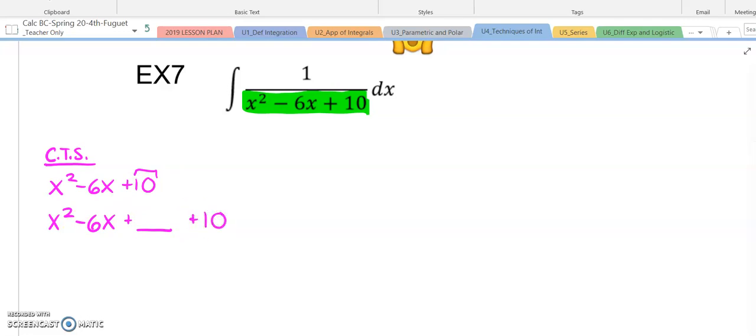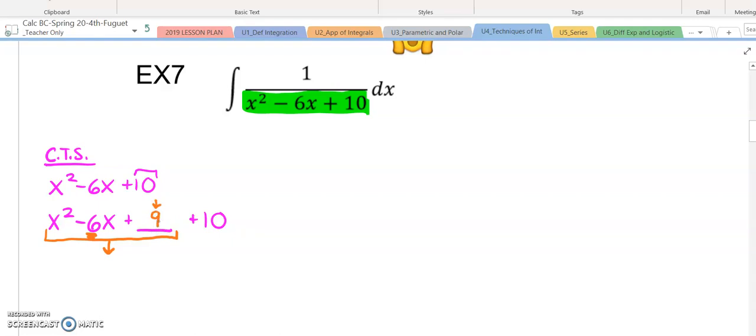So I'm going to break it down and ask myself, what number needs to go here so that the x squared minus 6x plus missing term expression will factor into a binomial squared? And what we know from completing the square is that we're always going to take the b value, cut it in half, and square it. So half of negative 6 is negative 3, and negative 3 squared is 9.